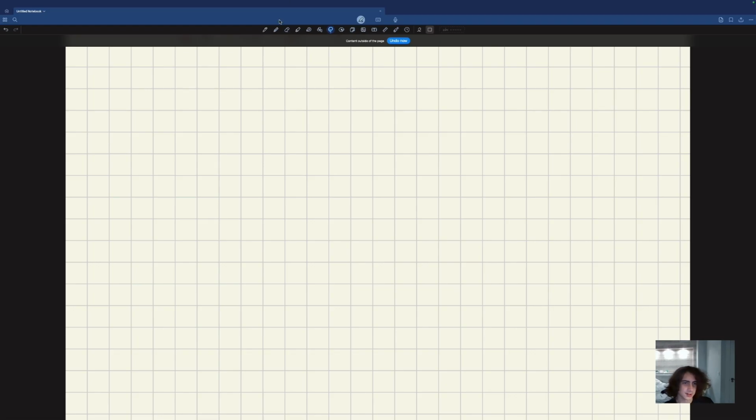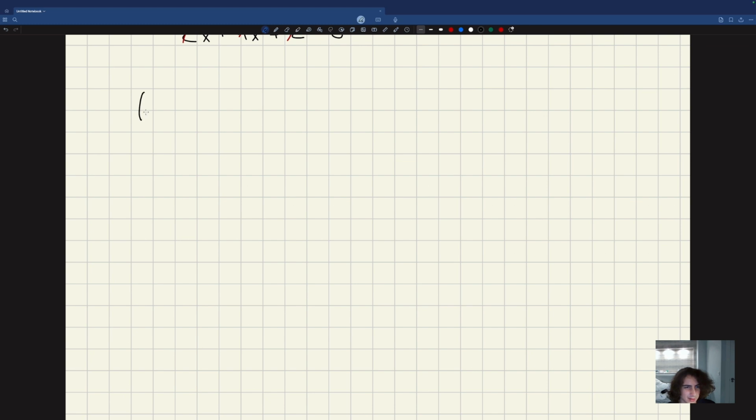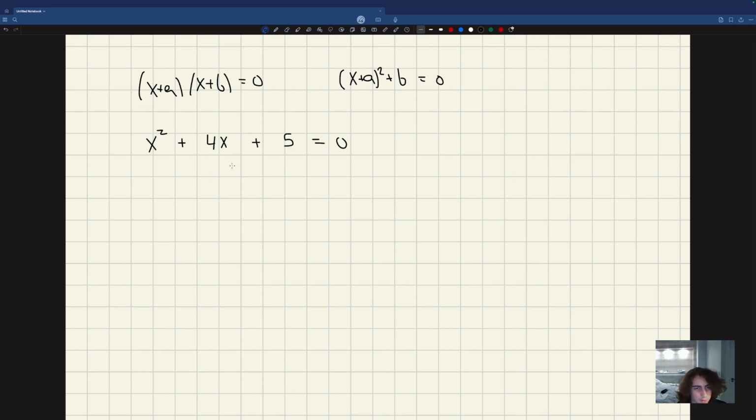Now, when factorizing, we wanted to get it into the form of x plus a times x plus b is equal to 0. In completing the square, we want to do something slightly different. We want to get it into the form of x plus a squared plus b equals 0. So now let's have a look at another quadratic.